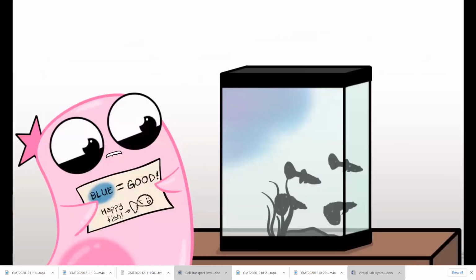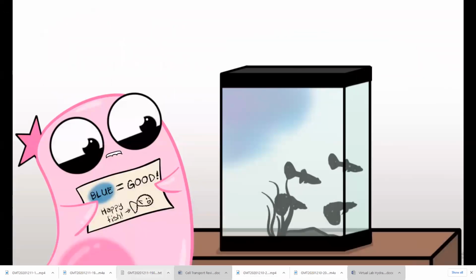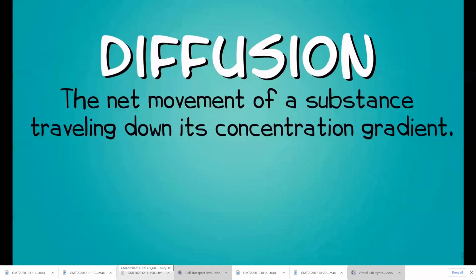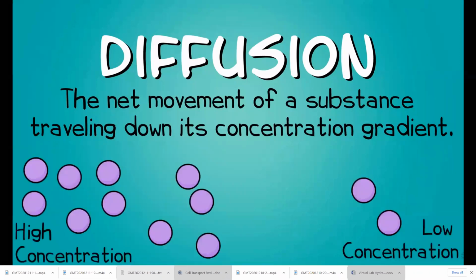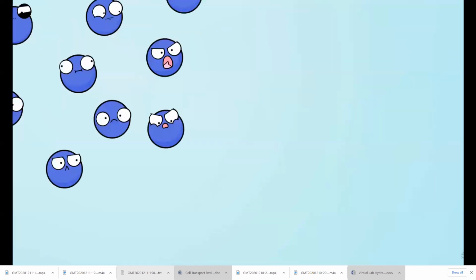But you know what I didn't know then? I didn't need them to swim over there. The blue drops would spread on their own in a process known as diffusion. Diffusion is when the net movement of a substance travels down its concentration gradient. That means it moves from a high concentration to a low concentration. When the methylene blue drops were added into water, they didn't just sit there. The molecules traveled in the water through diffusion.